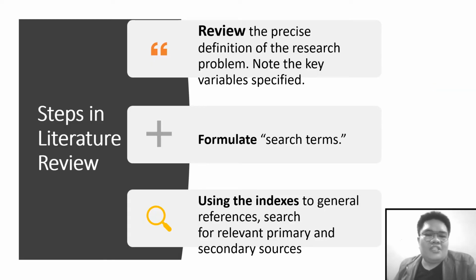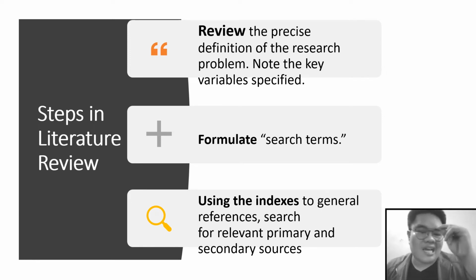Now, what are the different steps in literature review? Of course, this is part of the process, and it has its sub-processes. So what are the steps in literature review? One, you review the precise definition of the research problem. Be clear with your research problem. Note the key variables that you would want to investigate. Then formulate search terms, or others would say keywords.